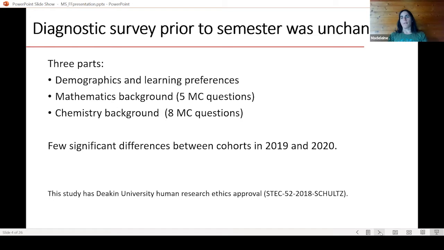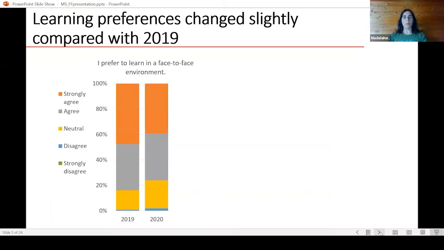And I would say our students haven't changed very much. There were a couple of questions where there were significant changes, and keep in mind, the survey was run pre-COVID. One of the questions we've been asking for years is, I prefer to learn in a face-to-face environment.